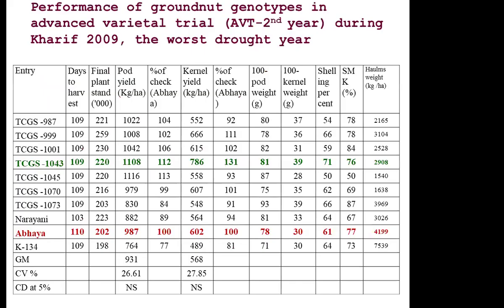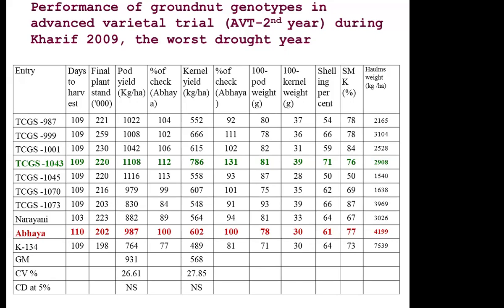Next slide. In this situation, in Kharif 2009, TCS 1043 was identified with high yield potential, with high shelling outturn of 71%, even in that bad situation, with 100 pod weight of 81.